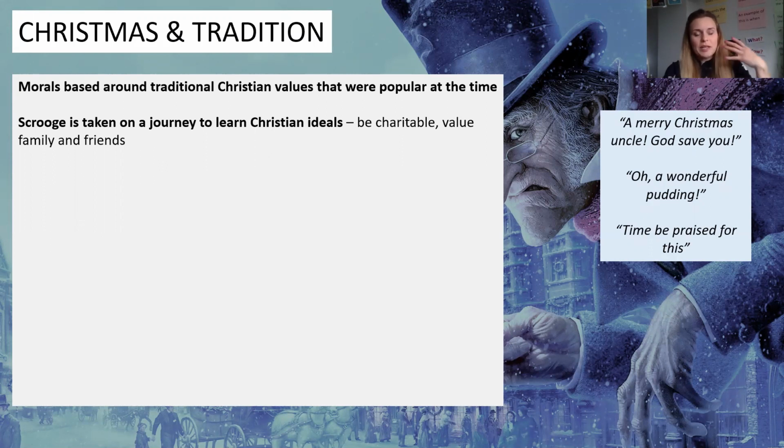Scrooge is taken on a journey by the ghosts to learn about the Christian ideals, or perhaps to be reminded of the Christian ideals. And there's that hidden message there from Dickens. And remember, if you've watched my other lessons, the idea of your 7 pluses is thinking about the writer's purpose. Why would Dickens be doing this in the first place? And so here, he's not just reminding Scrooge of the Christian ideals, but he's reminding the whole society that is in a bit of trouble of those Christian ideals, and that we should be charitable, we should value our family and friends far more than perhaps we are.